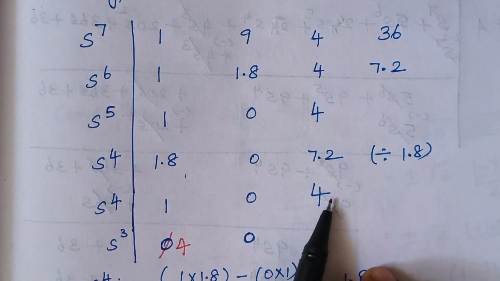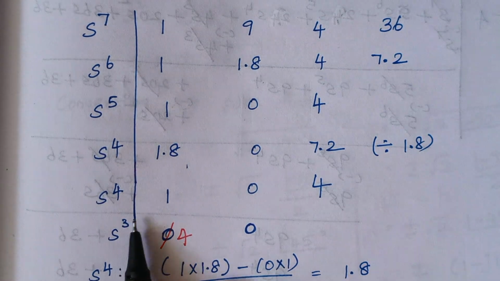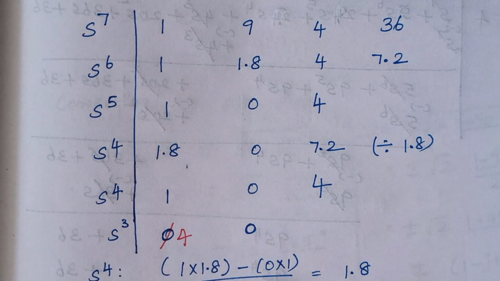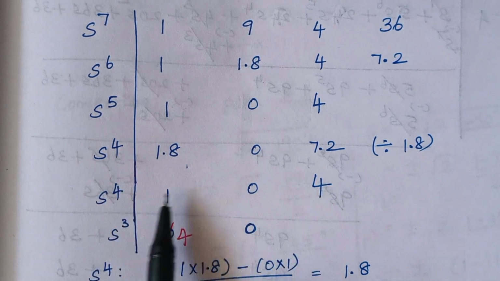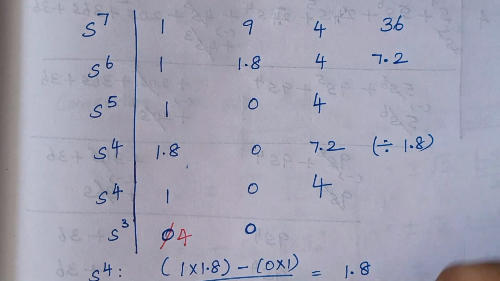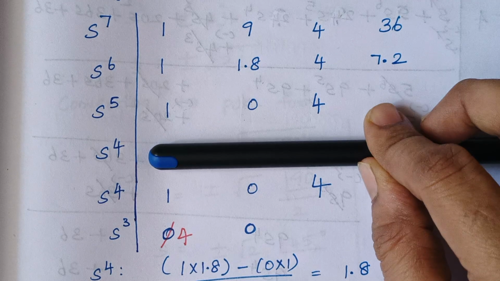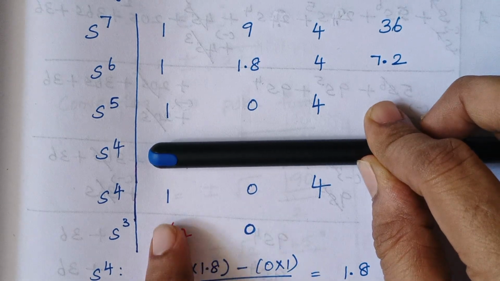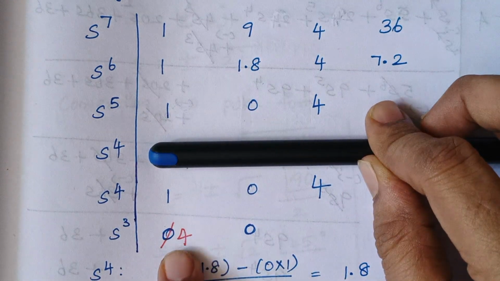Right. The next step is we have to find s to the power 3. So to find s to the power 3, what is the procedure? You see, this is the simplified format of s to the power 4. So we can take this one. Right. So now you can leave this one and we can do the calculation as usual. So you see, 1 into 0 minus 0 into 1 again gives you 0.